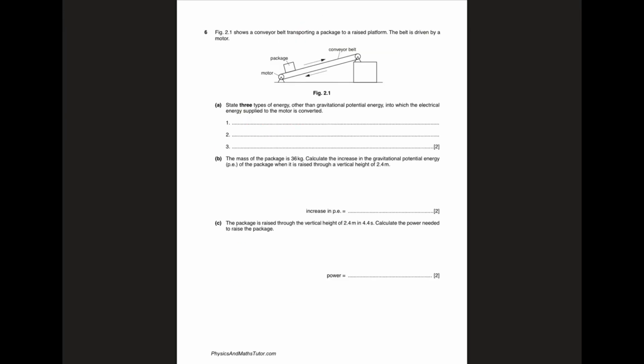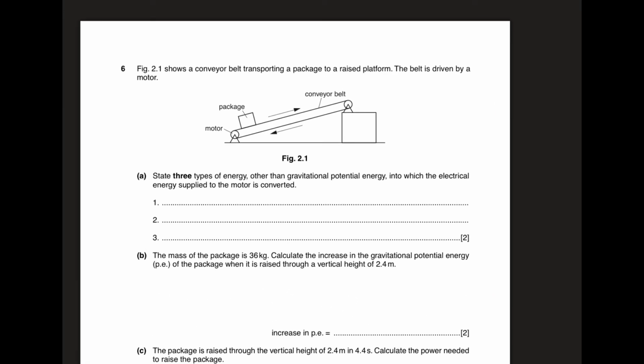Okay, so figure 2.1 shows a conveyor belt transporting a package to a raised platform. The belt is driven by a motor. State 3 types of energy other than gravitational potential energy into which the electrical energy supplied to the motor is converted. Gravitational potential energy is there because the package goes to a particular height. So they don't want you to say this. They want you to say something else.